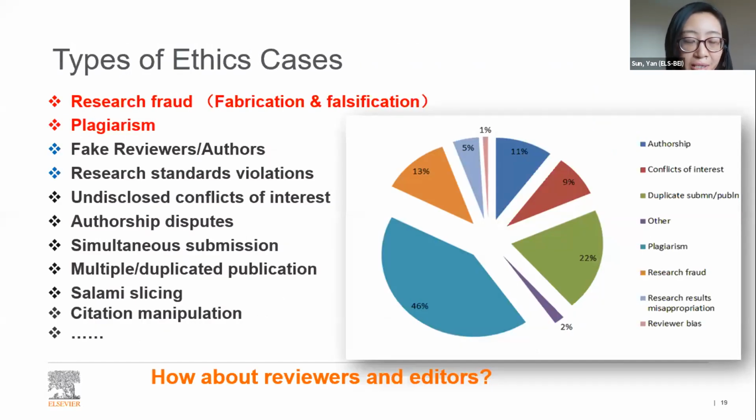There are so many types of ethics issues nowadays, and we can't even list all of them on the slide. But I have listed the most commonly found cases, like research fraud, plagiarism. Sometimes you have fake reviewers and authors. Sometimes there are research standard violations, or problems with conflicts of interest that were not disclosed. We have authorship disputes, submission problems, duplicated publication, and sometimes citation manipulation. So be careful and avoid those kinds of ethics issues. These are not only for authors, but for reviewers and editors. There are, of course, also ethics requirements. Everyone needs to behave ethically in this process.